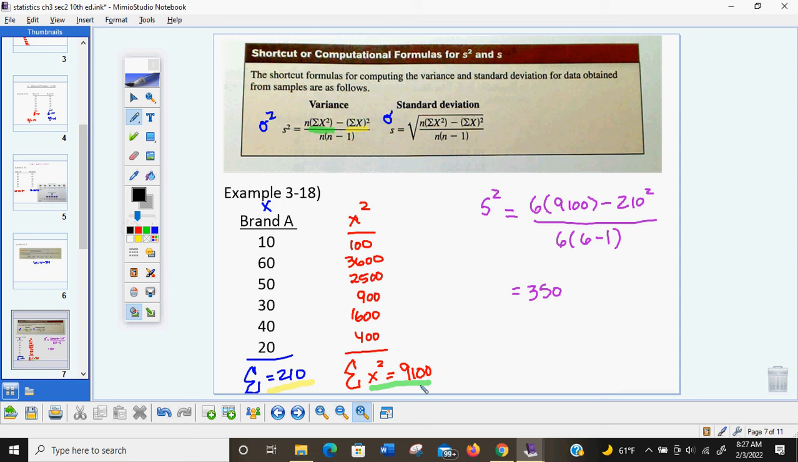Now to find the standard deviation, S is equal to the square root of 350. And when you plug that in, you end up with 18.71. So variance 350, standard deviation 18.71.